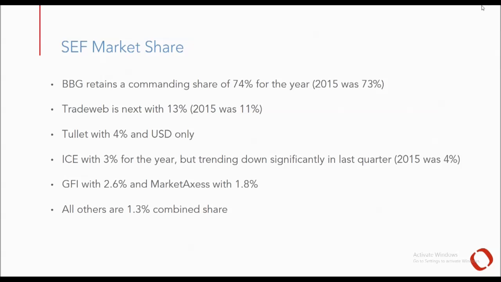Revisiting CEF market share, this is really one of the most important factors when we're talking about global liquidity and the stability of liquidity in certain venues. So more than anybody else, Bloomberg and TradeWeb have been the source for global market liquidity, and we've seen this trend remain very strong.